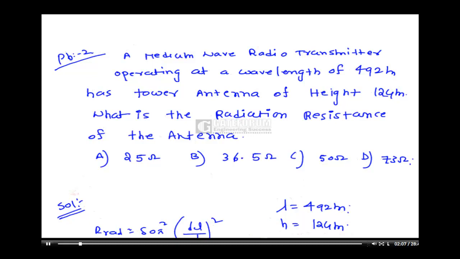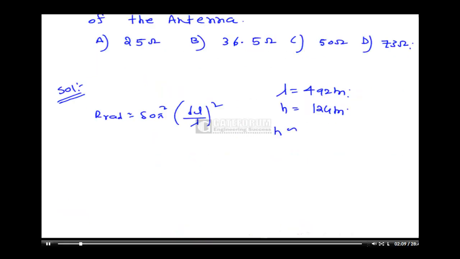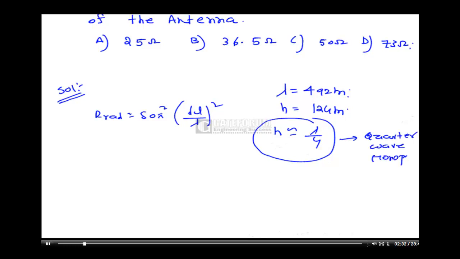But if you observe, the height is approximately equal to lambda by 4 here. That is, 124 is approximately equal to 492 by 4, that is 4 ones, 4 twos, 4 threes, so 123. So height is approximately equal to lambda by 4, which means this is a quarter wave monopole. Indirectly it is mentioned as a quarter wave monopole. So what is the radiation resistance for a quarter wave monopole? The radiation resistance is 36.5 ohms.